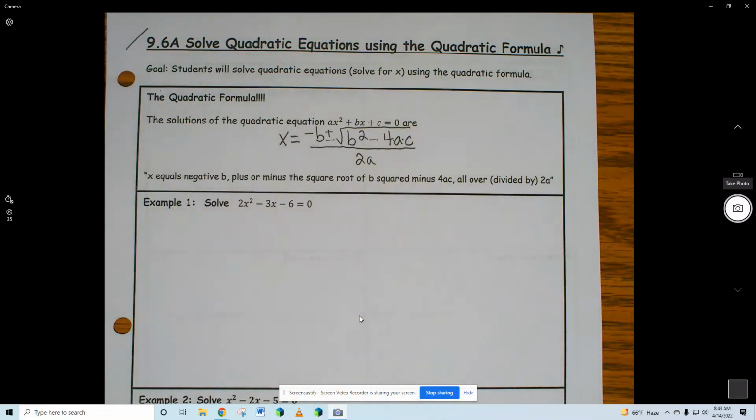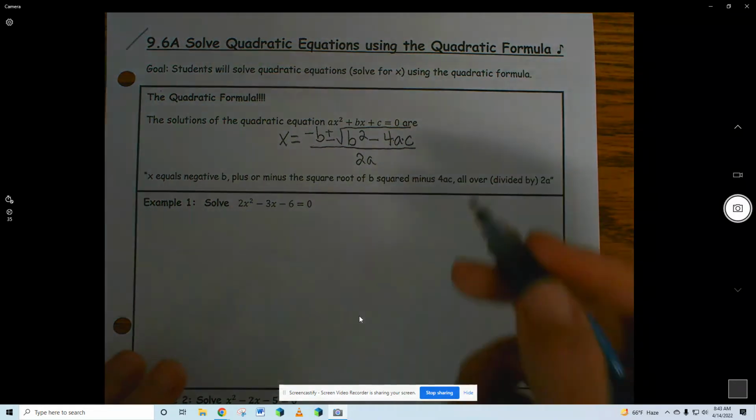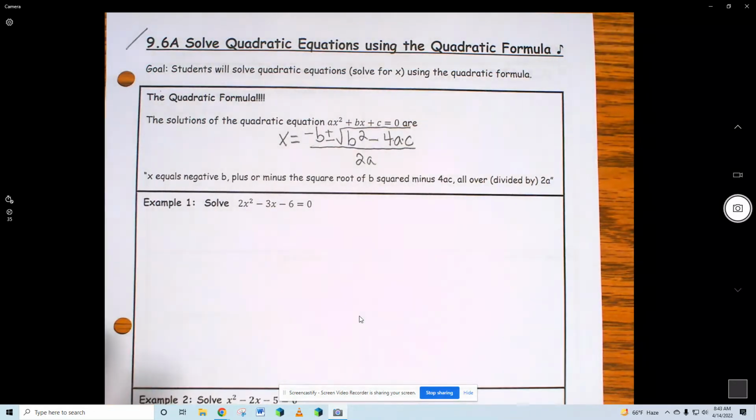We are learning the quadratic formula. So we have a formula with an A, a B, and a C in it. We have a quadratic, a trinomial. Sometimes it's a binomial with just two numbers. But the formula is, I'll sing it.